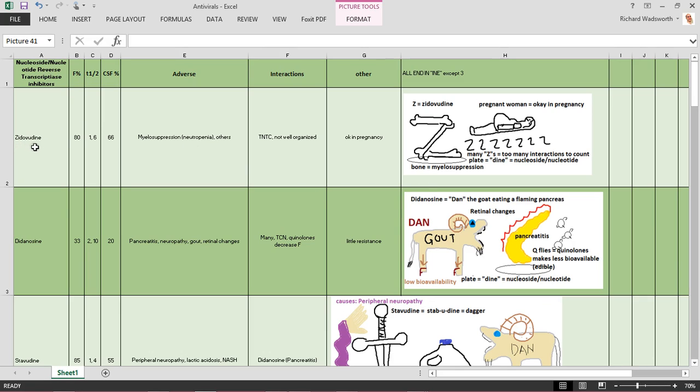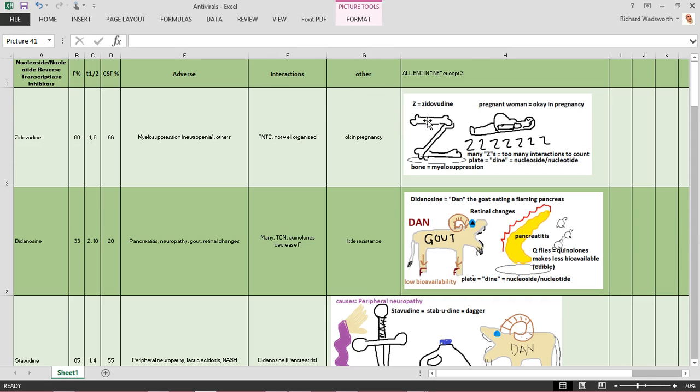So Zidovudine is something that has a bioavailability of about 80%. Its half-life in serum is about an hour, and if it gets into the cell, its half-life is about 6 hours. It has a cerebral spinal fluid percentage of 66%, and its adverse effects is that it is myelosuppressive, particularly neutropenia and others. Myelosuppressive means it goes into bone marrow and it suppresses those cells in the bone marrow. And interactions, too numerous to count, not well organized, just tons of them. And other information is this is actually okay in pregnancy.